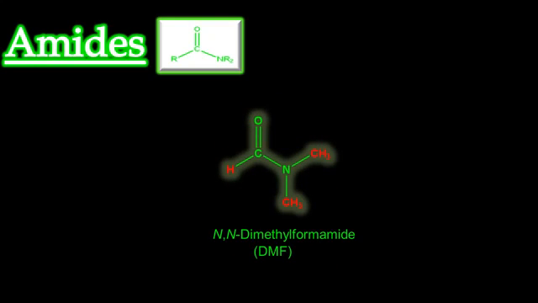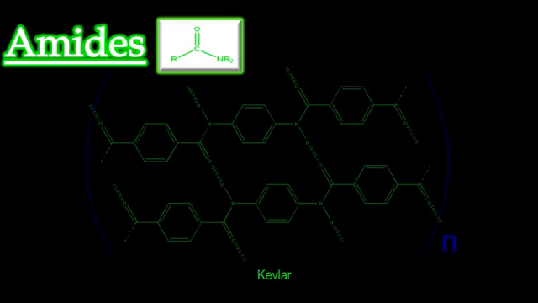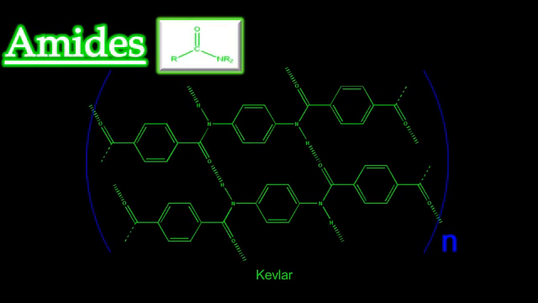N,N-dimethylformamide, or DMF, is one of the simplest amides. It features a carbonyl carbon bonded to a hydrogen, and a nitrogen bonded to 2 methyl groups. Kevlar is a material that contains multiple amides and features aromatic rings and hydrogen bonds that make this into a strong polymeric material. Note all the amides indicated in red.